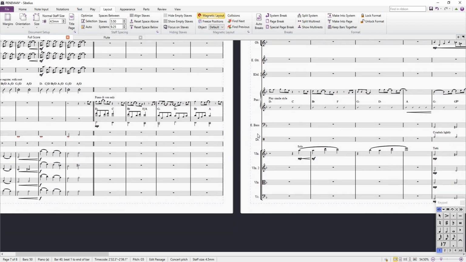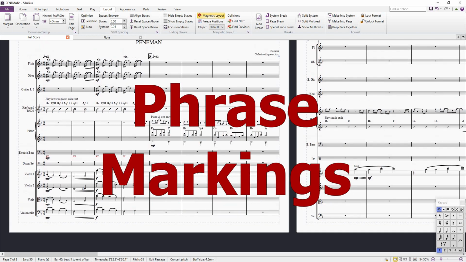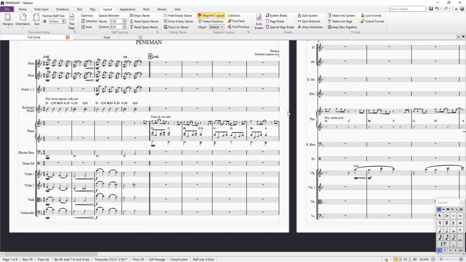Now, moving on, looking at the phrasings. Okay. I played the violin, so I understand the workings of the string section.